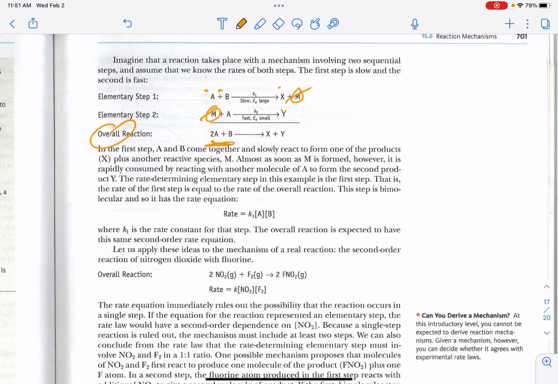Now let's suppose that step 1 is very, very slow, and step 2 is very, very fast. Obviously, elementary step 1 dictates the rate of the reaction. So my rate law should be expressed in terms of the reactants in my slow step, A and B. And therefore, my rate law is going to equal some proportionality constant k and the molarity of A times the molarity of B. That should make sense.